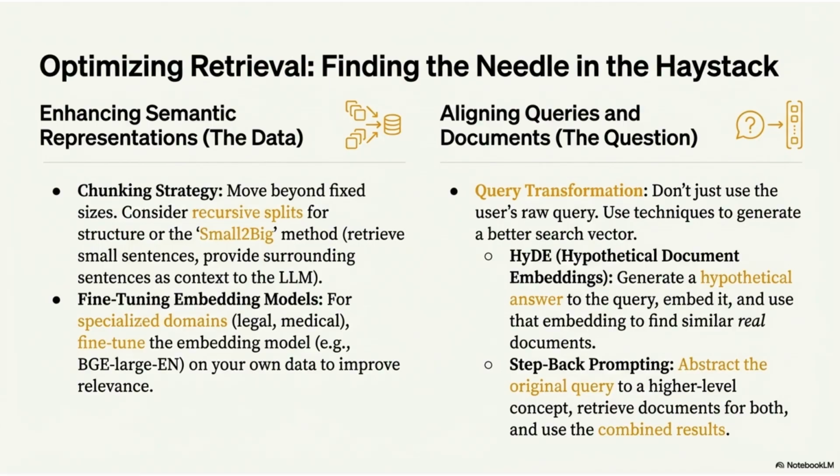Optimizing retrieval means finding the needle in the haystack. Enhance semantic representations through strategies like recursive splits or the small-to-big method. Align queries and documents using query transformation techniques like HyDE or step-back prompting.